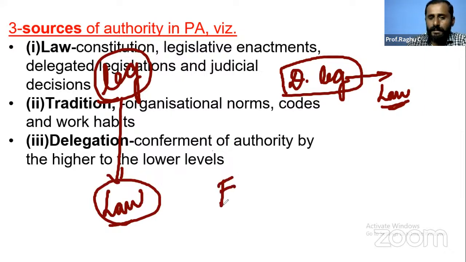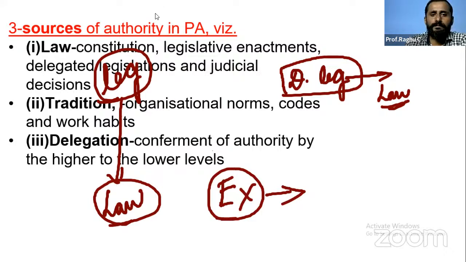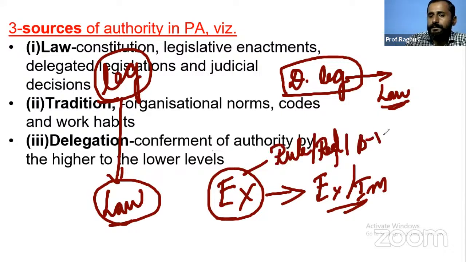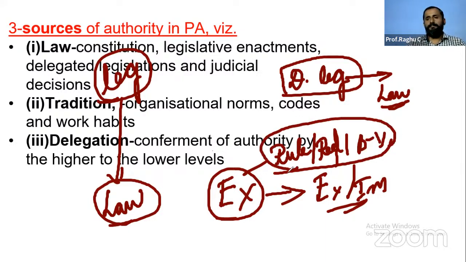What is the work of executive? Please answer this. What is the work of executive? Executing the law. Very good. Executing the law. Implementation. Executing or implementation of law. Right? Very good. Now, executive also make what is known as rules, regulations, bylaws. How is this possible? How can executive make rules? His work is only executing the things. How is this made possible? Please do answer.